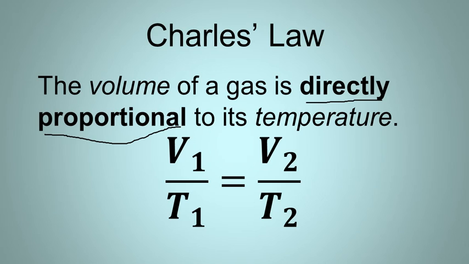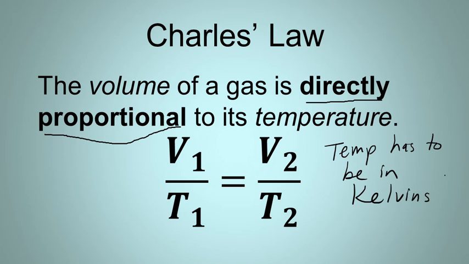Now there is a catch here. The temperature has to be in kelvins, and so I'm going to make a note of that. Temperature has to be in kelvins. And if for some reason the temperature that's given to you is not in kelvins, then you have to convert it. And you might remember that equation that we learned very early in the year, Celsius plus 273 equals kelvins. And so we're going to need to convert those quite often. So let's try an example with Charles' law.